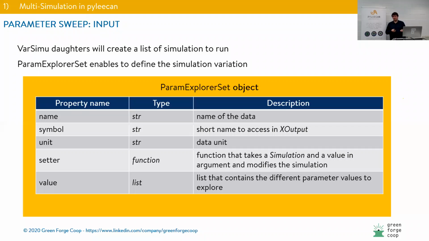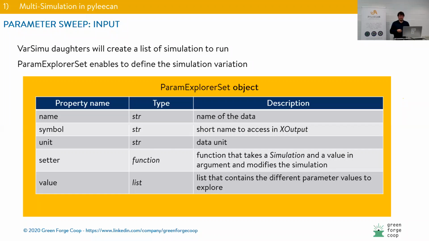So ParamExplorer, again, is an abstract class. We will define the daughter class ParamExplorerSet, which enables us to define a variation of a parameter according to a set of values. It's defined with a name, for instance, magnet width, a symbol, W4. The idea of this symbol is that it's more convenient to call the parameters, and it will be used in the graph, as we will see later, and the unit.